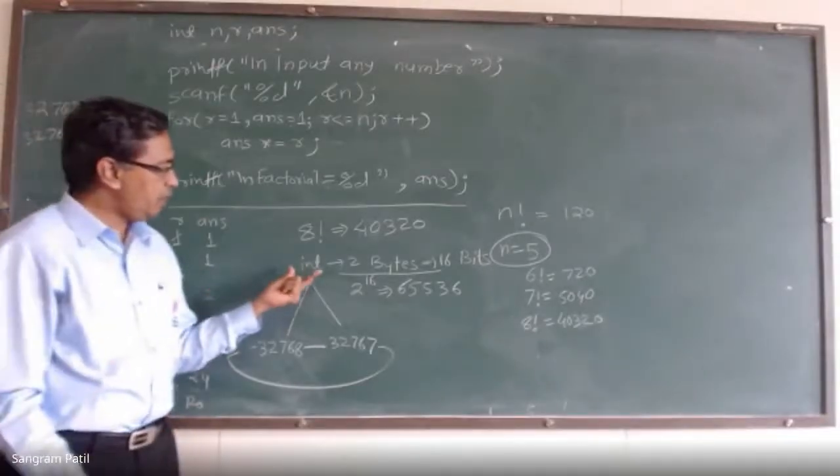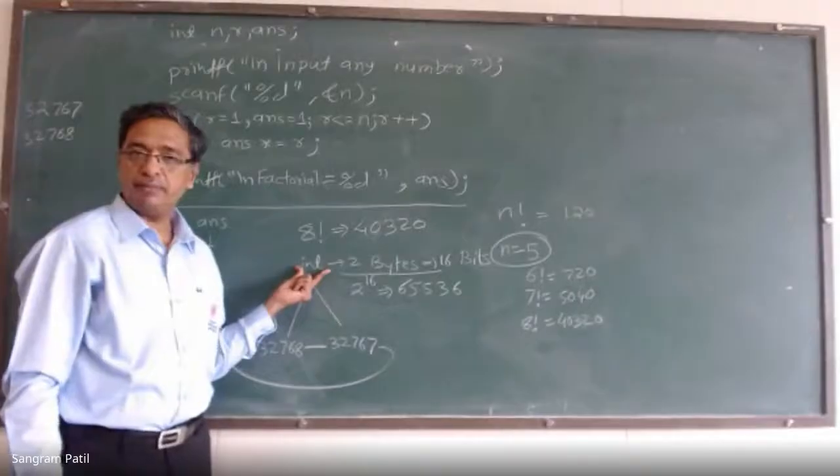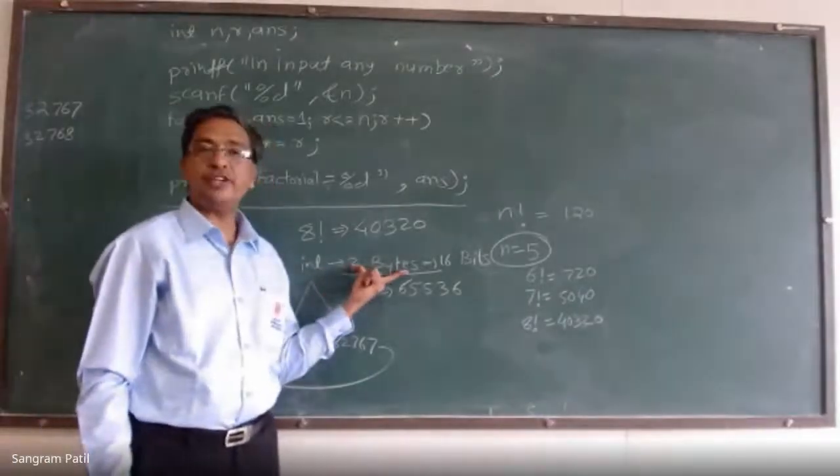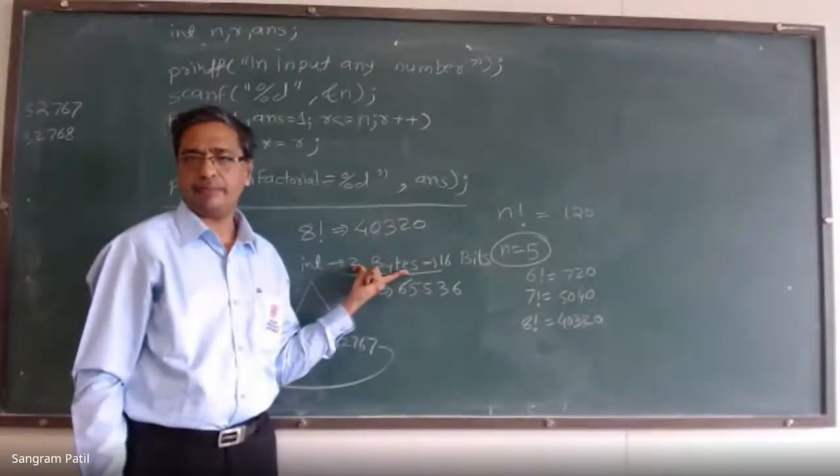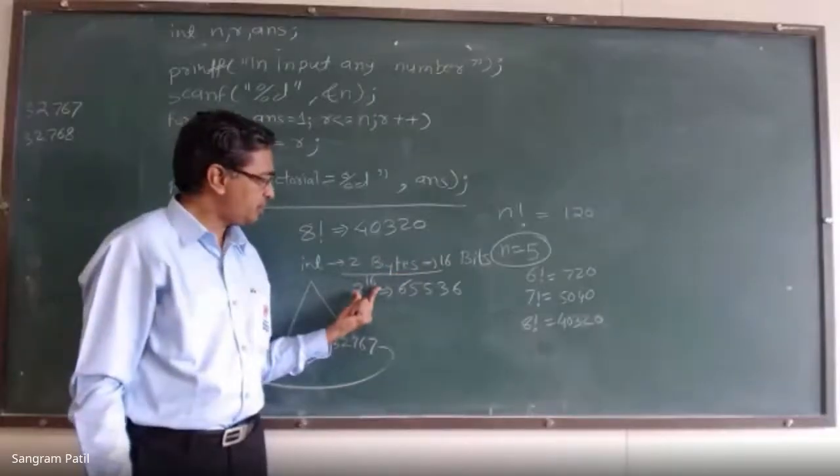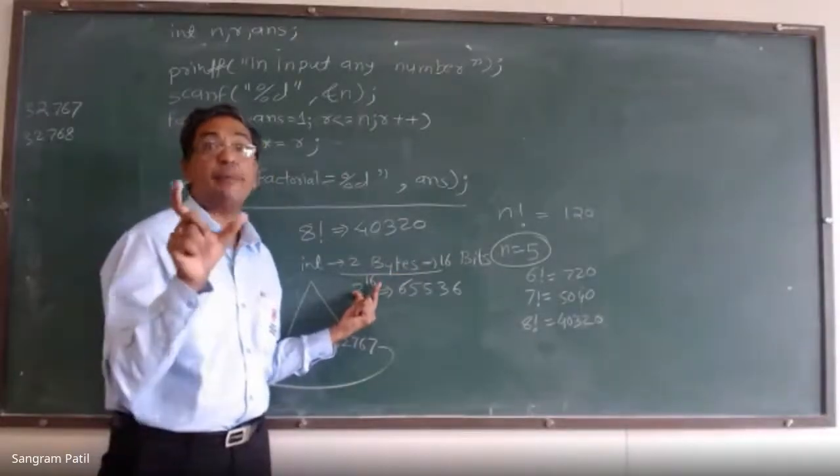When we declare any variable as an integer, the computer allocates 2 bytes of memory space. 2 bytes means 2 raised to 16. What is the maximum number we can store?